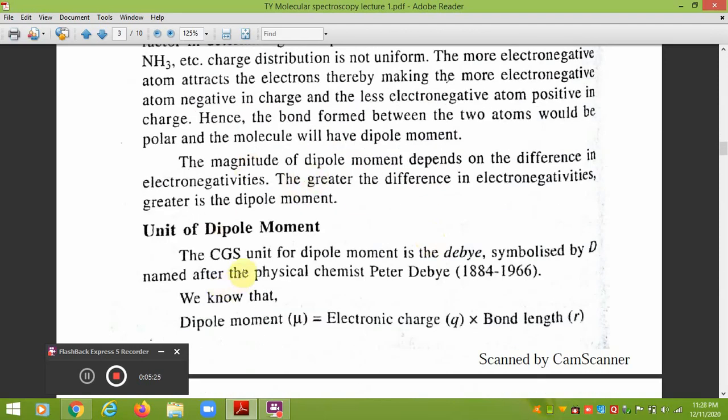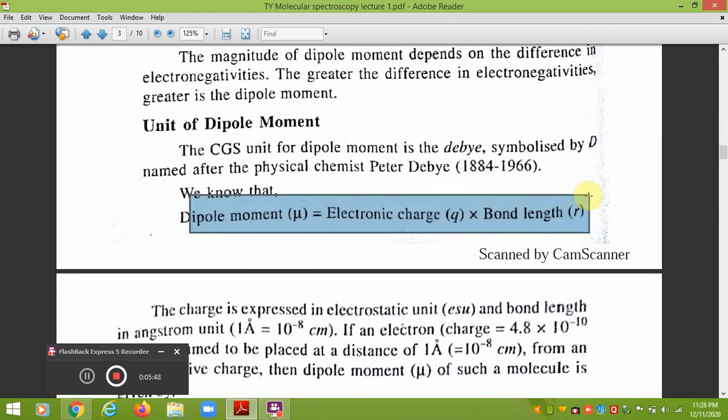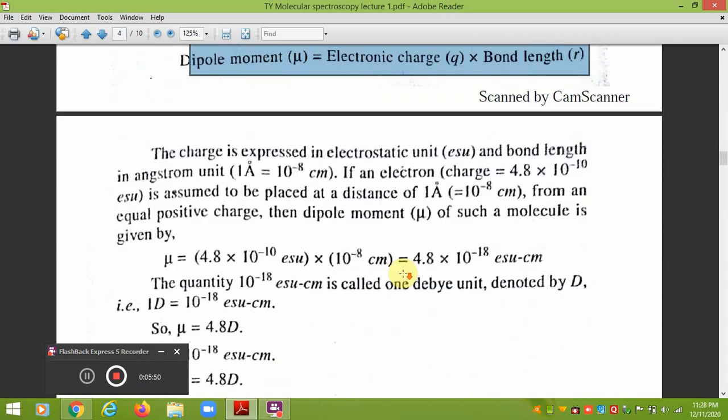The CGS unit of dipole moment is the debye. Remember this, it is very important, and it is indicated by capital D. So this is the CGS unit, the debye, indicated by capital D. This unit is named after the physical chemist Peter Debye, who discovered this. And the dipole moment is the multiplication of electron charge and the bond length.